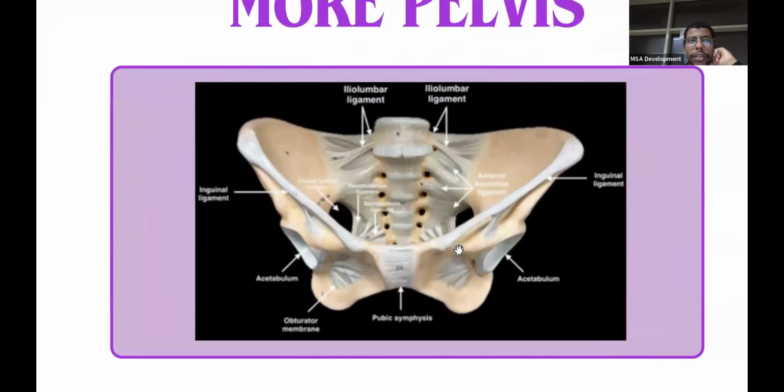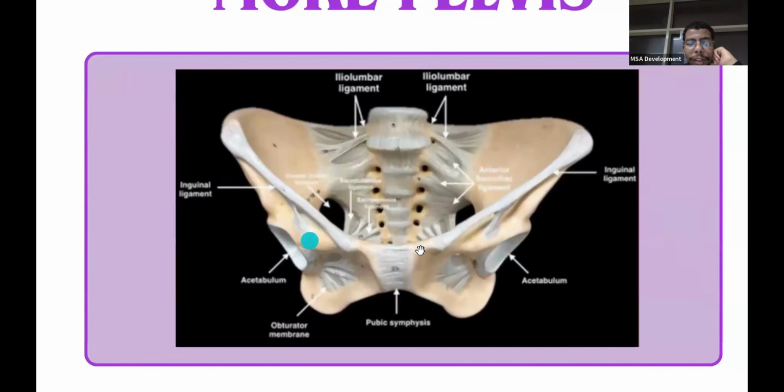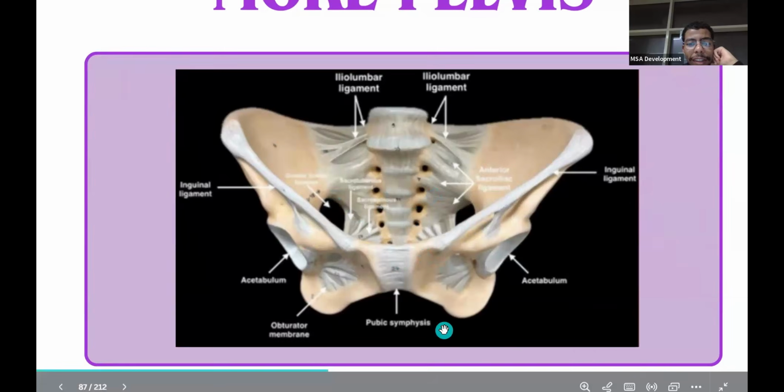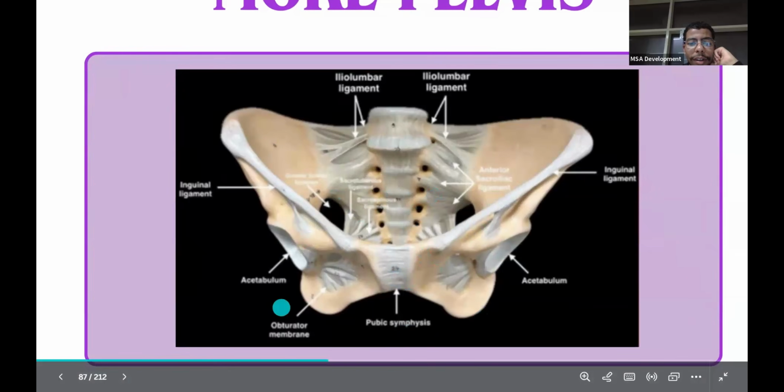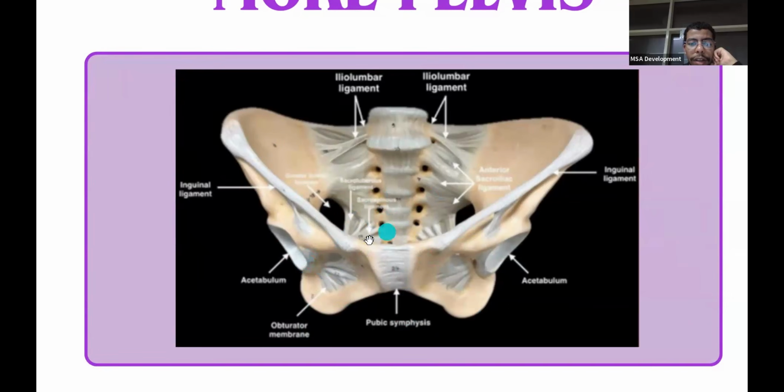Here are more pictures of the pelvis. It's a bit blurry, but these are all the pictures I could find. Again, pubic symphysis, obturator foramen. Here we have the ischial tuberosity. So from the sacrum to the tuberosity, you have the sacrotuberous ligament. The ischial spine is not shown here, it's at the back. Sacrospinous ligament. Then we have greater sciatic foramen, lesser sciatic foramen.